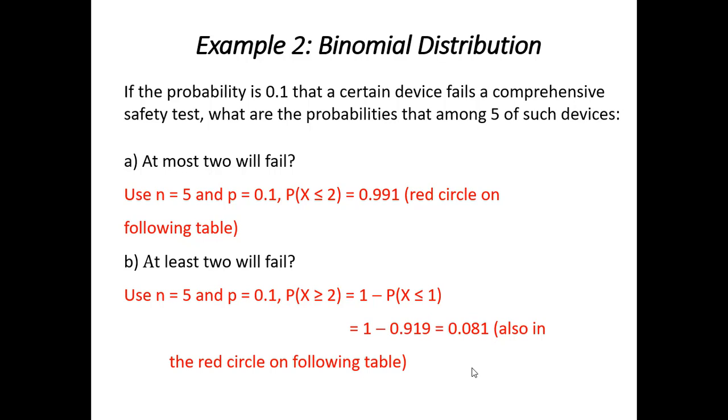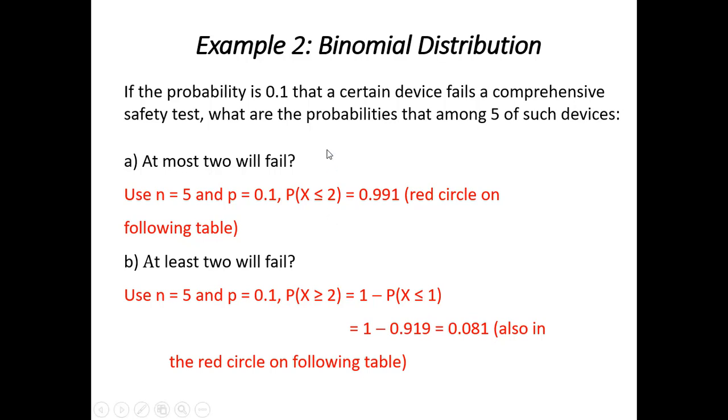Okay, so there's a problem using binomial probabilities and the table. Here's a second binomial distribution example. So this one has a little bit more context. Suppose we know that the probability is 0.1 that a certain device fails a comprehensive safety test. So another way of saying it is there's a 10% chance a device fails a safety test. What are the probabilities that among 5 of these devices, A, at most 2 will fail, and then B, at least 2 will fail?